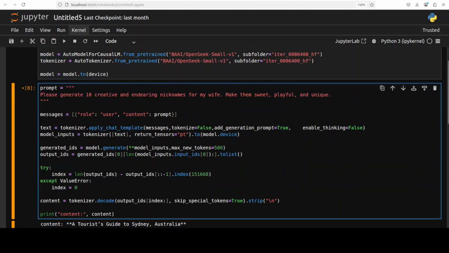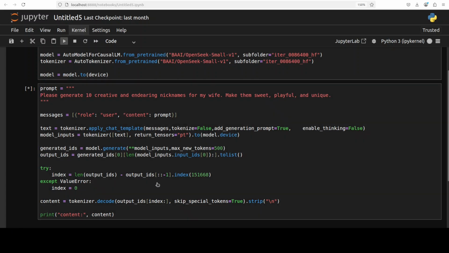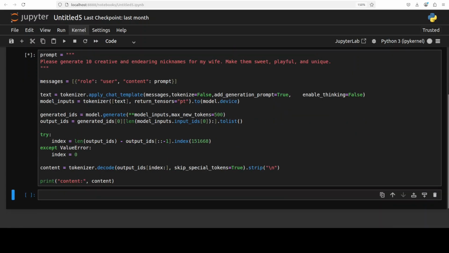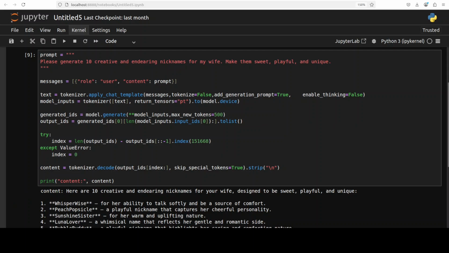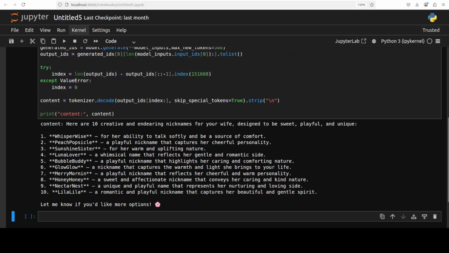Let's try another one. So I am asking it, "Please generate 10 creative and endearing nicknames for my wife. Make them sweet, playful, and unique." Let's see how it goes. And there you go. There are a few names. One of them actually is quite funny.